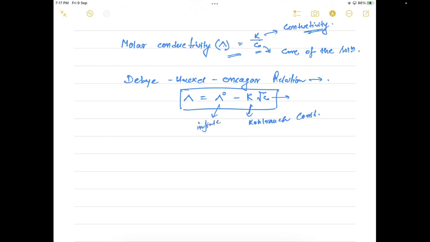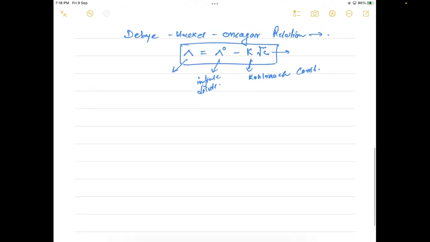Infinite dilute means very dilute, and lambda is the molar conductivity of the same electrolytic solution at concentration C. According to this relationship, if we draw a plot of molar conductivity against the root of concentration, we will get a linear relationship, and the molar conductivity decreases with the increase of concentration.